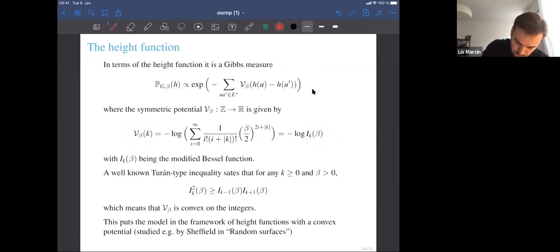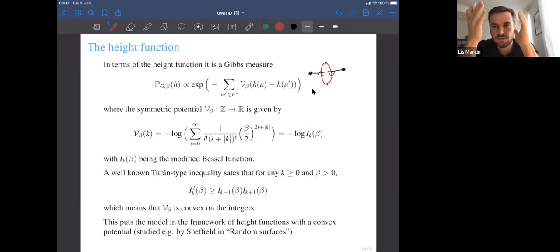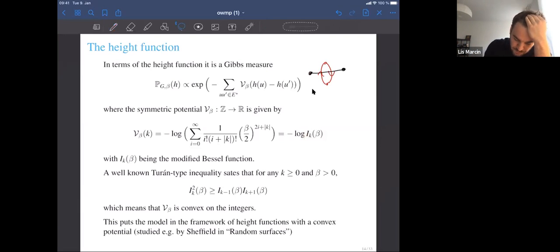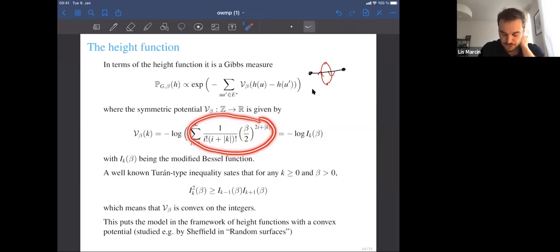So if you have these two edges oriented in two ways and you look at the gradient between two faces, then there is an infinite number of ways you can achieve this gradient, because the gradient is the number on one edge minus the number on the other edge. And if you sum all these possibilities, each contributes a weight coming from the random current model. And this is just the definition of a Bessel function.